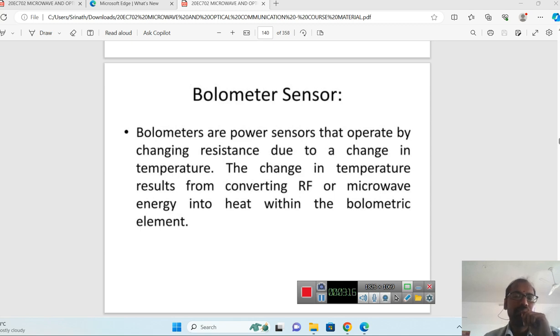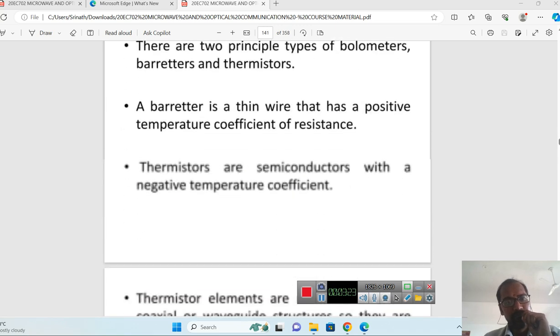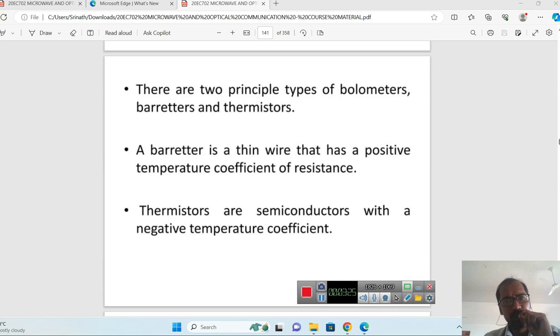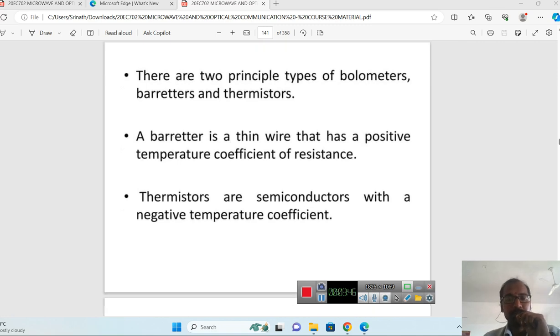The second method is the bolometer sensor. The bolometer sensor is used for medium power sensing. There are two different types of bolometer: one is called a barretter, and the other is called a thermistor. A barretter is a thin wire that has a positive temperature coefficient of resistance, and a thermistor is a semiconductor which has a negative temperature coefficient. We know what a positive temperature coefficient is, and we know what a negative temperature coefficient is.